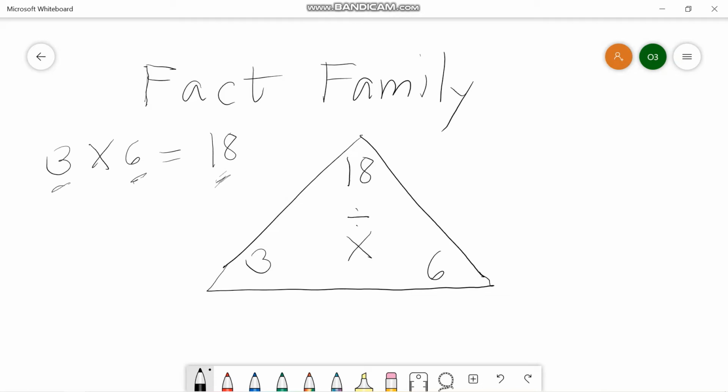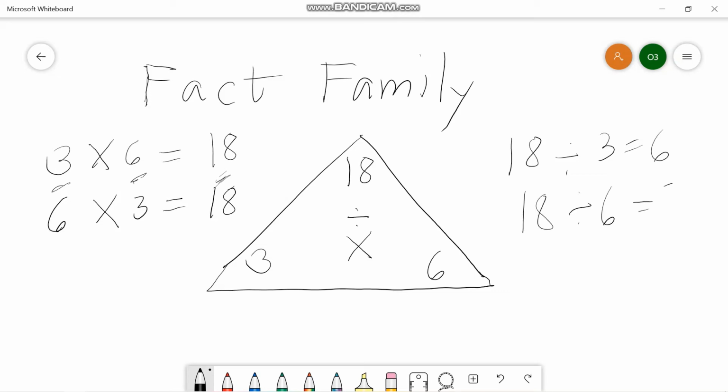Okay, so now we have 1. So we can inverse this, 6 and 3. 6 times 3 equals 18. And then now let's write the division sentence. We have 18 divided by 3 equals 6. And 18 divided by 6 equals 3. So as easy as that.